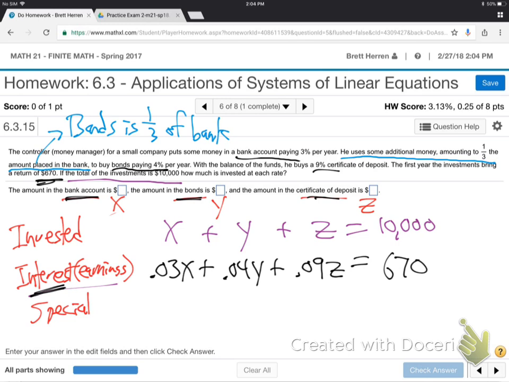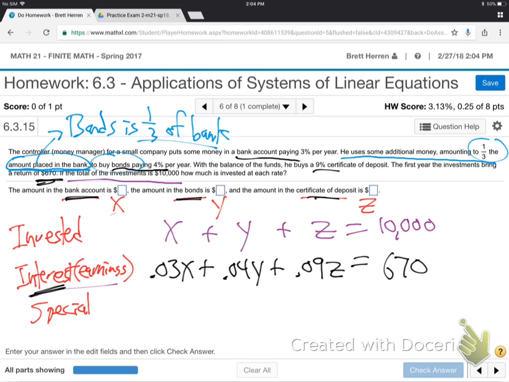He uses some money, 1/3 the amount in the bank, 1/3 of the bank, to buy bonds. Bonds is 1/3 of bank, they're saying. The amount put in bonds is 1/3 of the amount put in the bank. Do you see that they're saying that? Bonds is 1/3 of the bank.